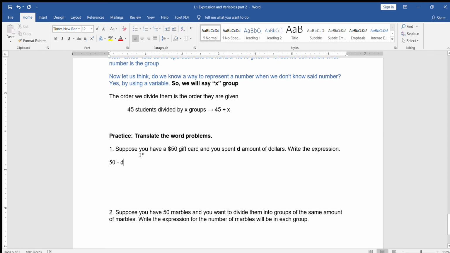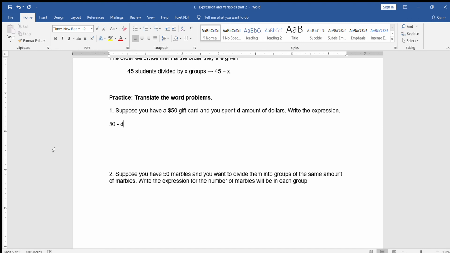In this case, we don't have to think of a variable letter since the variable is already given to us. And we want to use that variable. We're not going to put x, since we know D stands for the amount of dollars.